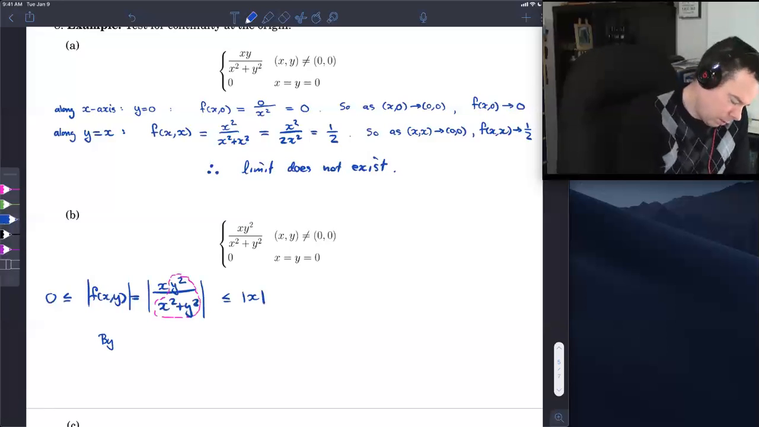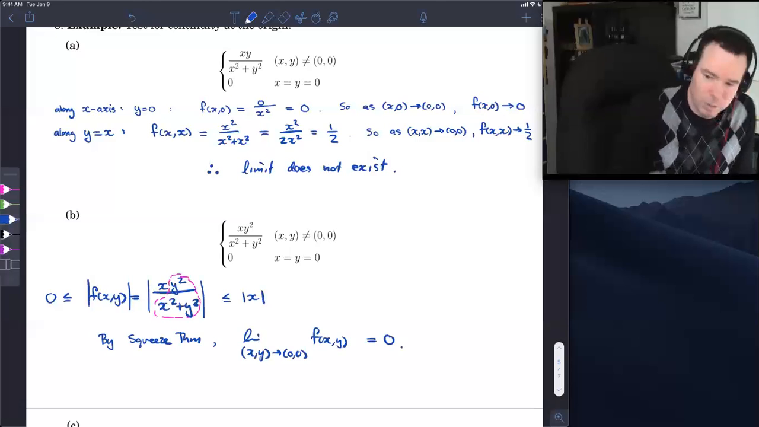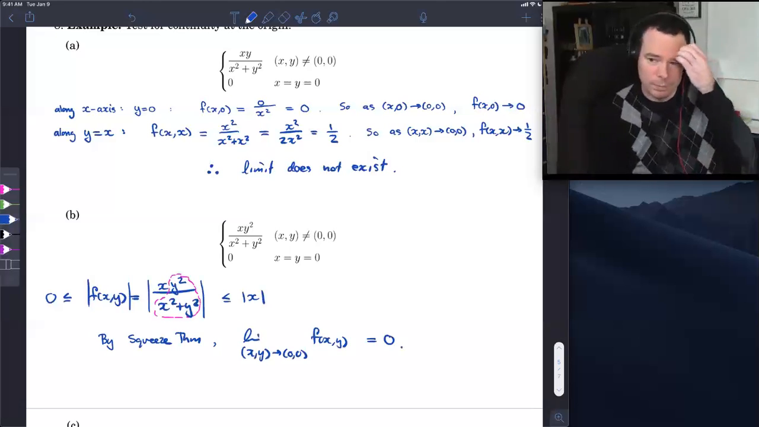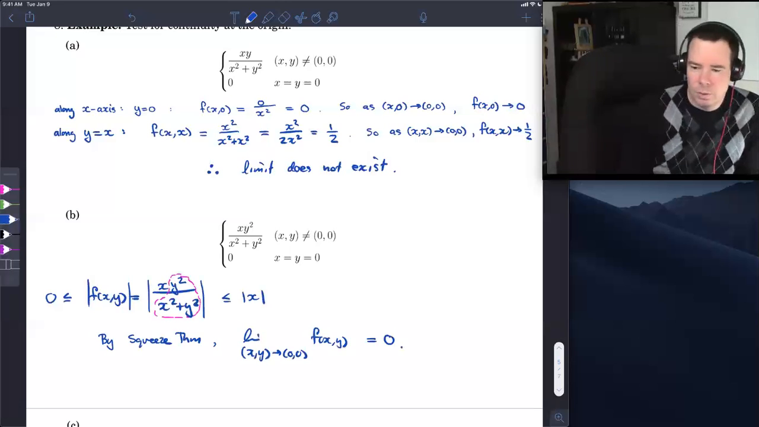And so by the squeeze theorem, the limit as (x, y) goes to (0, 0) of f of (x, y) is equal to 0, because the two things I've trapped it between are both going to 0.